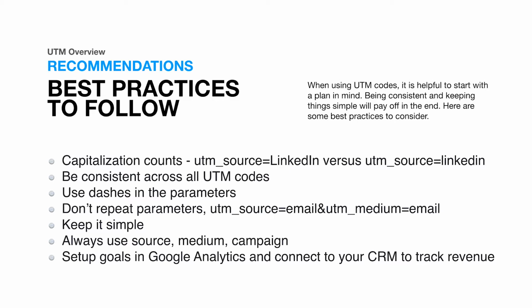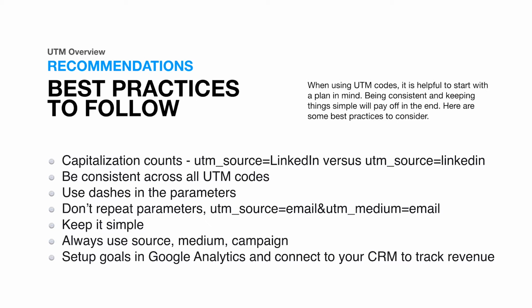Be consistent across all UTM codes, and really that just means when you start, you should have a strategic vision for how you want your UTM codes to look. I always say keep it as simple as possible and keep it readable, so that when you're looking inside of analytics, things are very easy to understand. As mentioned earlier, use dashes in the parameters. And don't repeat parameters is a good tip. So don't have UTM Source and UTM Medium both being email. Things can get very confusing inside of Google Analytics if you start doing that. And it's a requirement to use source, medium, and campaign.